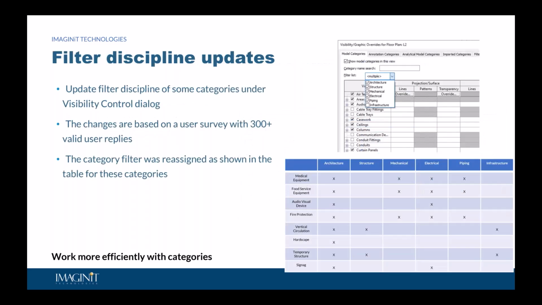The filter discipline update is, I think, more of a bug fix than a feature, but nonetheless it's going to help us be a little more efficient with our filtering within visibility graphics and so forth. A good example: in 2024 and below, when we wanted to see just structure, we also got the auto visual devices in that structure. So there were workarounds we had to do to get rid of the things we didn't want to see, and they've increased that ability so we can be a little more productive.